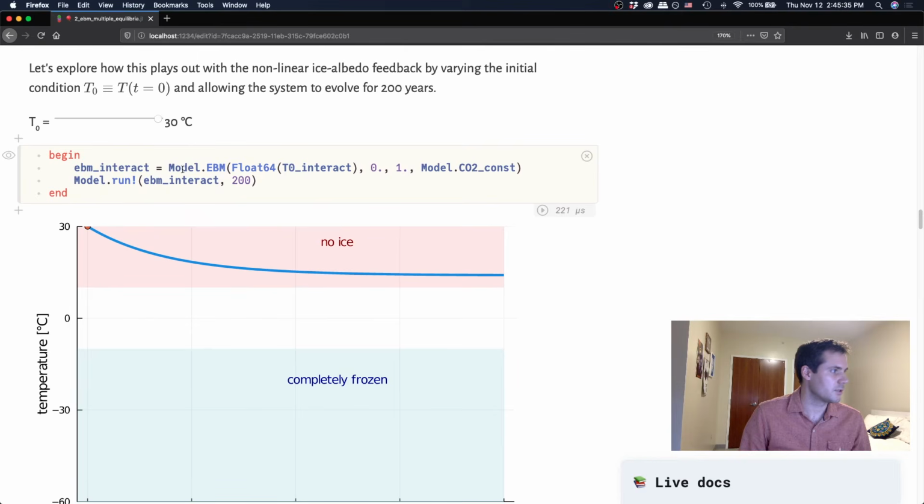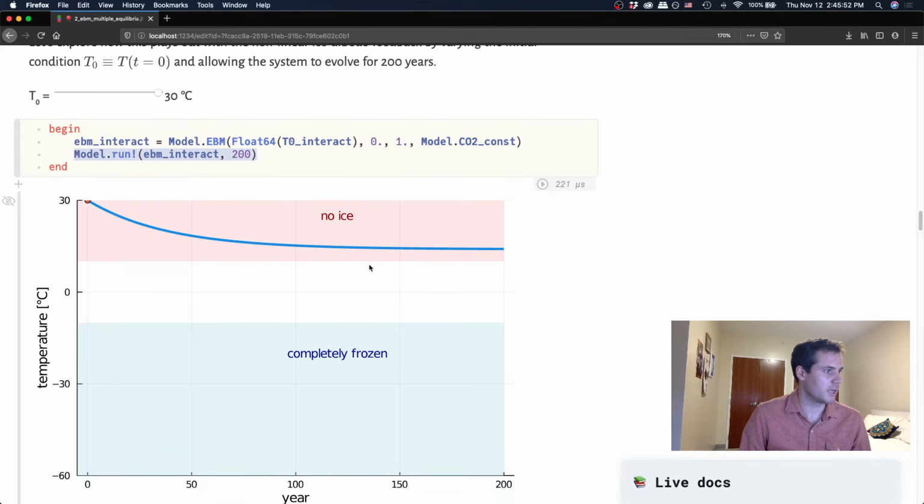All we're going to do is create an instance of our climate model with some initial temperature T naught, and we're going to start it in year 0 with a time step of 1 year, and we'll just say that the CO2 is constant for now. And then we'll just run it forward for 100 years, and that's plotted here. So let's say we start out with 30 degrees C. This is basically the same case we saw in the last lecture.